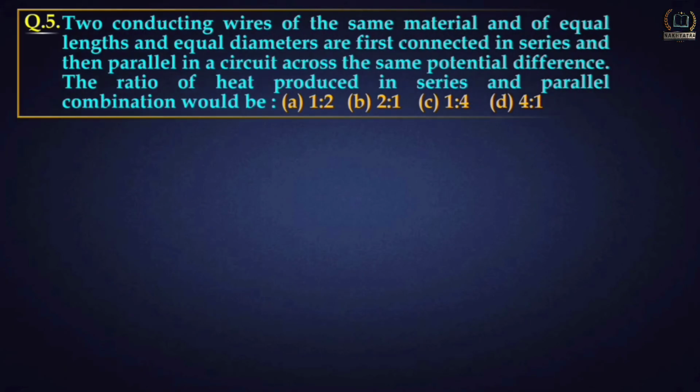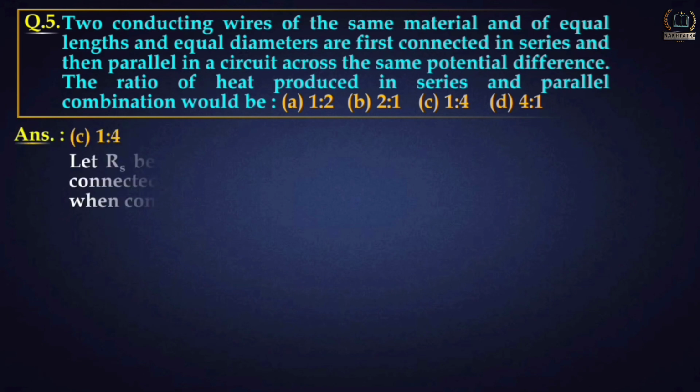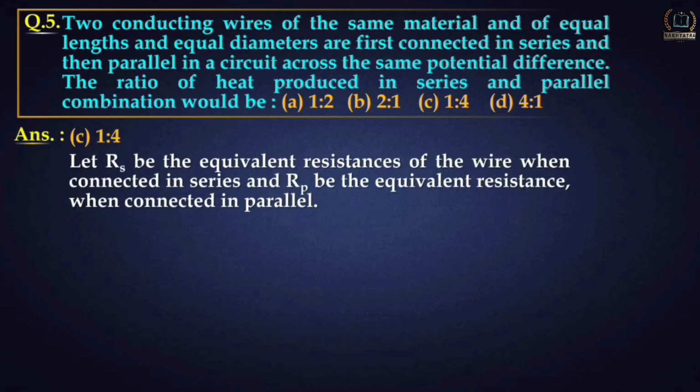Now this should be question number 9. By mistake it is written question number 5. Okay, see here: two conducting wires of the same material and of equal lengths and equal diameters are first connected in series and then in parallel in a circuit across the same potential difference. The ratio of heat produced in series and parallel combination would be; here 4 options are given, and among them one is your answer. Can you do it by yourself? If not, definitely I am at your back. Okay, see here, your answer is 1 is to 4. I will show you how we got this answer.